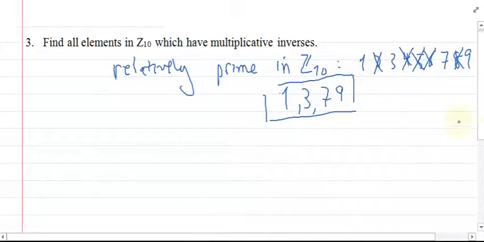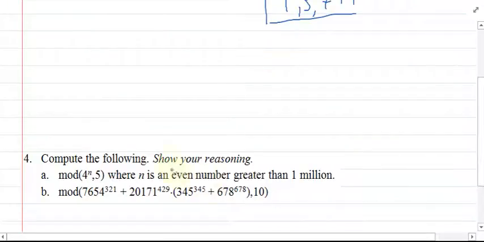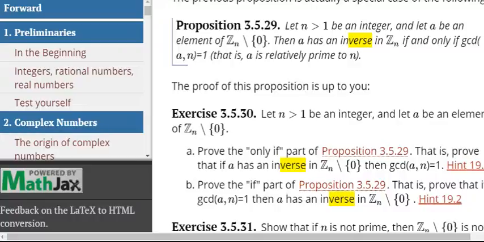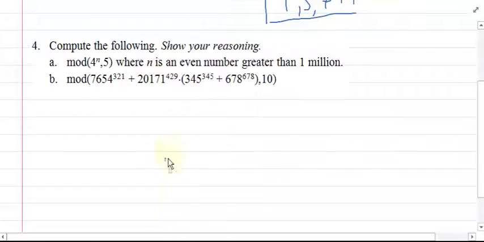Okay. All right, let's go on to question 4. Let's see if I can move this up. I guess I can't. And so it says, compute the following, show your reasoning. Okay, I figured out how to move it up. Here it is. All right, so show your reasoning. 4 to the n mod 5, where n is an even number greater than 1 million.